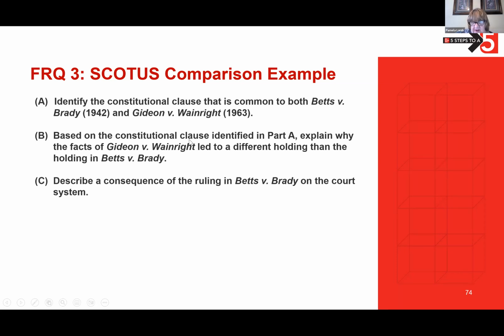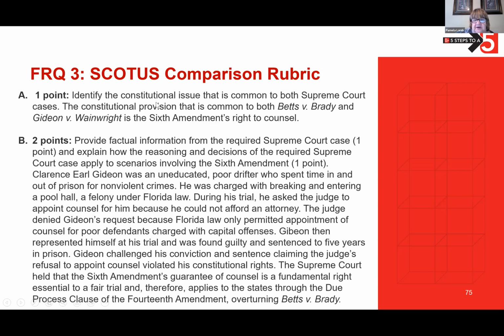Then based on the constitutional clause, what you said, the Sixth Amendment, why were there different holdings? Why in Betts versus Brady did they say states don't have to provide an attorney, but in Gideon they came back and said states do? And then describe a consequence of the Betts ruling on the court system, okay? And so Sixth Amendment, right to counsel, you didn't even have to identify it. All you had to do is say Sixth Amendment. If you'd have said any other amendment, or if you'd listed the Fourth, Fifth, Sixth, Seventh Amendment, you would not have got the point. Sixth Amendment was the only thing that would get you the point.